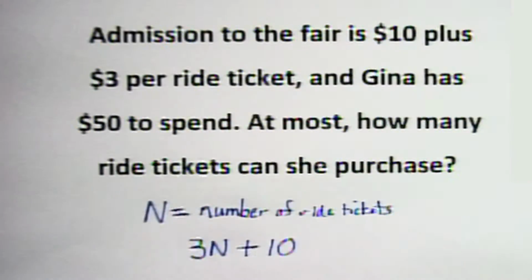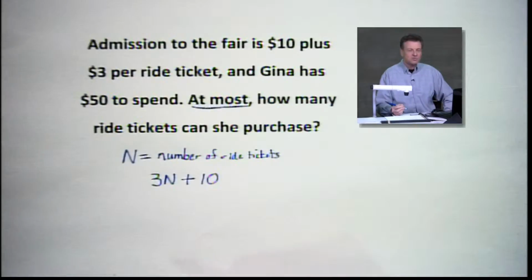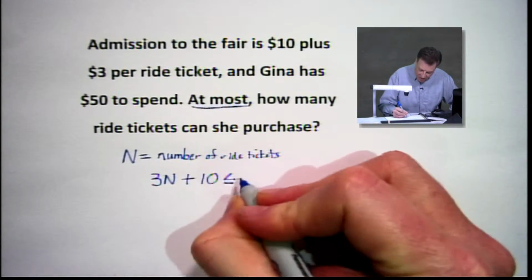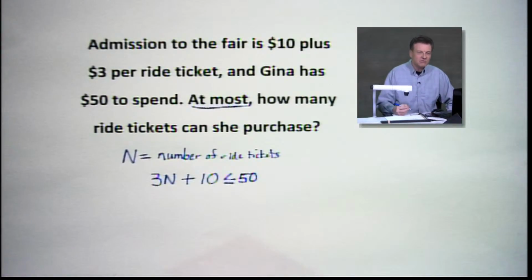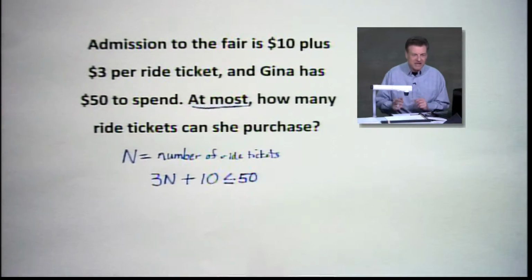And at most, oh, key words right there. At most, that means we can't go over. So at the most, how many ride tickets can she do? This quantity has to stay at or under $50. We're not going to say equal to 50. We're going to say less than or equal to 50, because this quantity has got to be 50 or lower. That's what at most means. It's a less than or equal to moment with our 50.